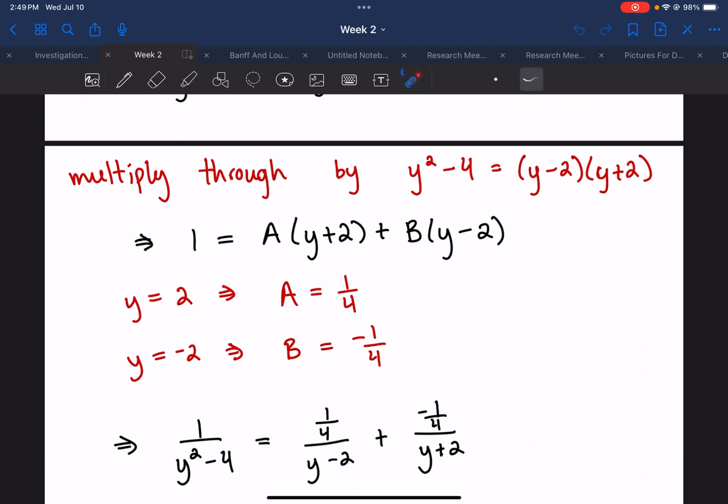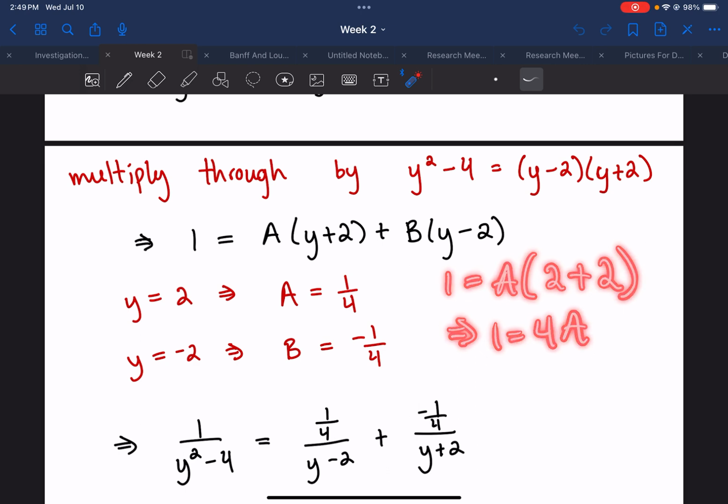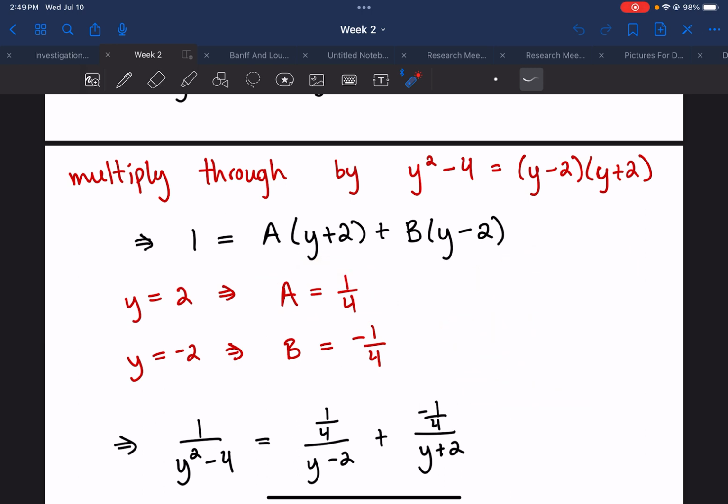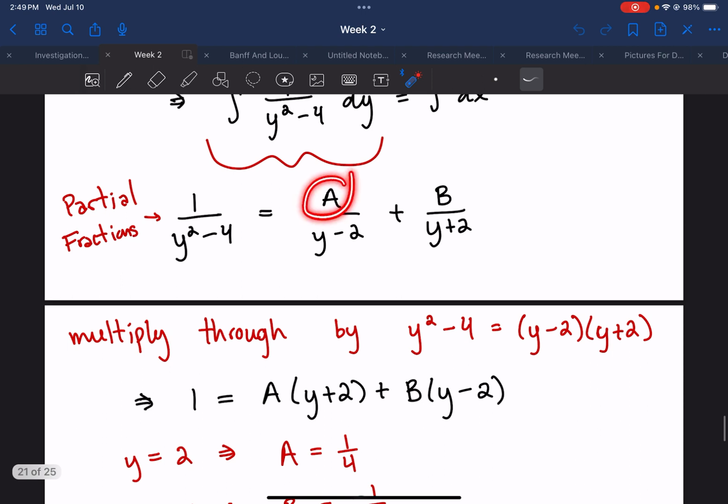I pick y equals 2, and this term goes away, and I'm left with 1 equals A times (2 plus 2), which is 1 equals 4A, which means A equals 1/4. So that's exactly where I got this number. And similarly, if I pick y equals -2, I get B equals -1/4. So now I've effectively solved for A and B here, and I've split this fraction up into linear pieces.